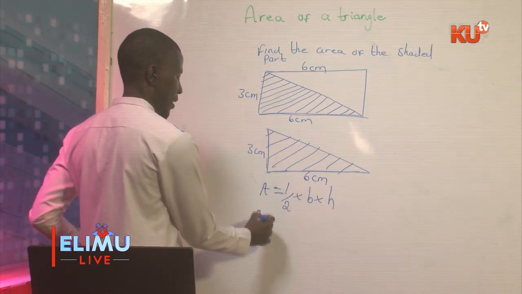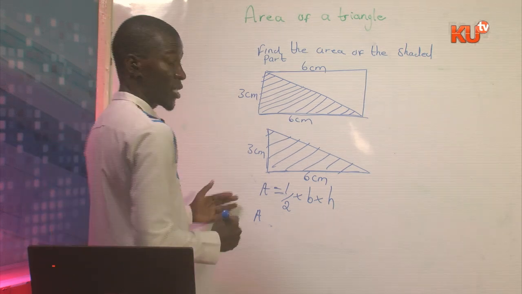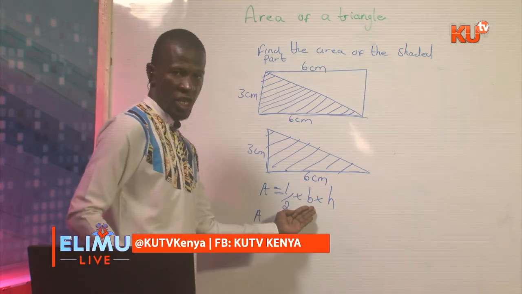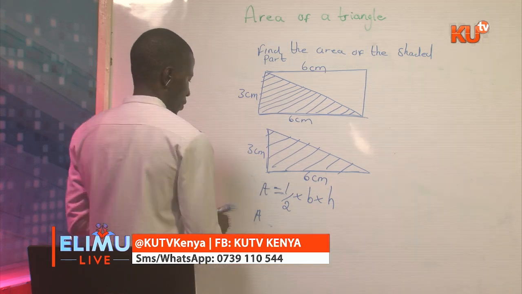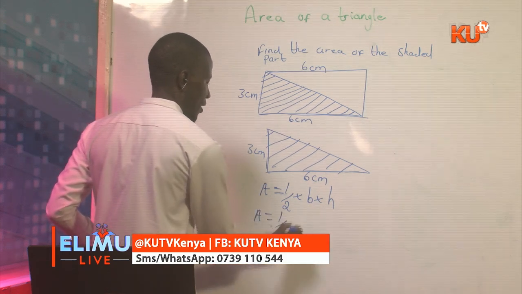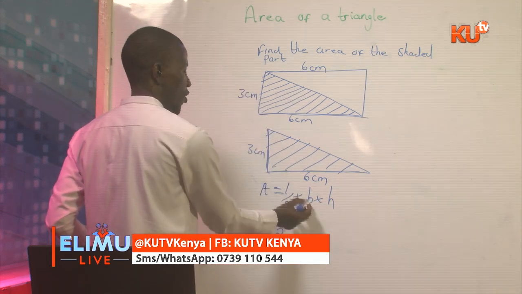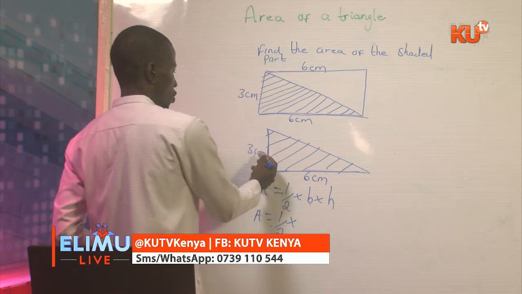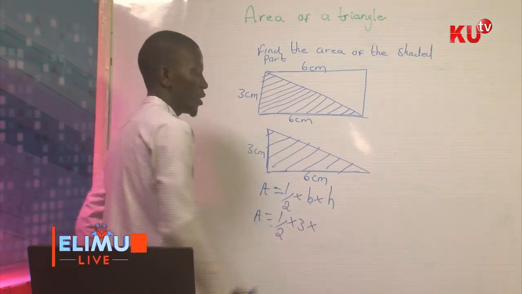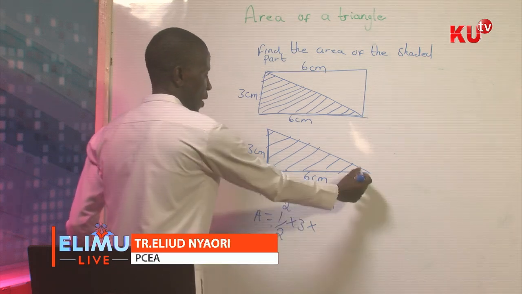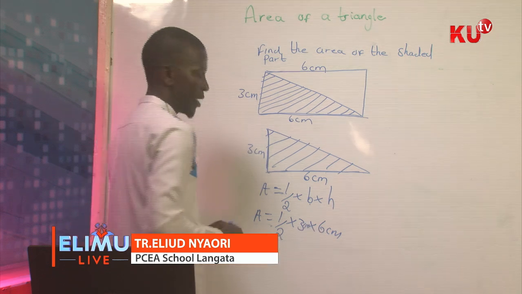So we move to the second step, which I had said earlier. It is you do substitution. You change the letters with their original value. So area is equal to a half times B, which is the base, which is this one. So you will not write B, but you will substitute to its original number, which is 3, times H, which is the height, this one here, which is 6. Remember, they are in centimeters.